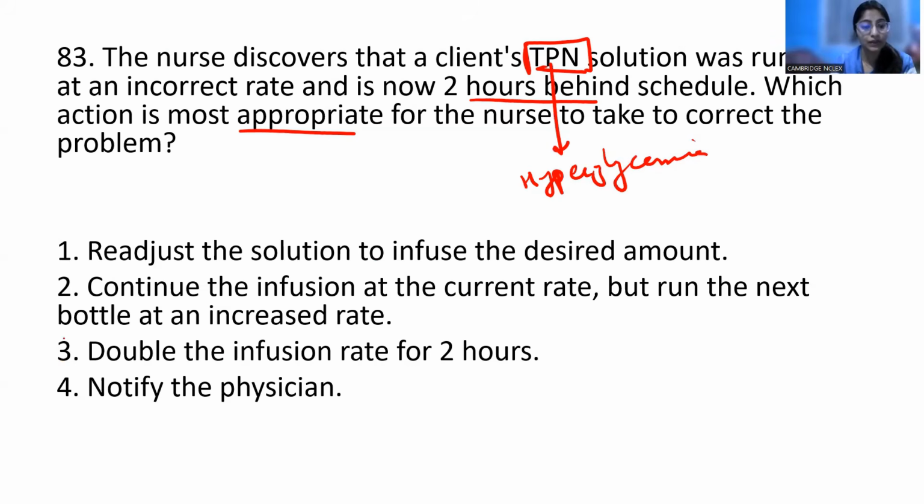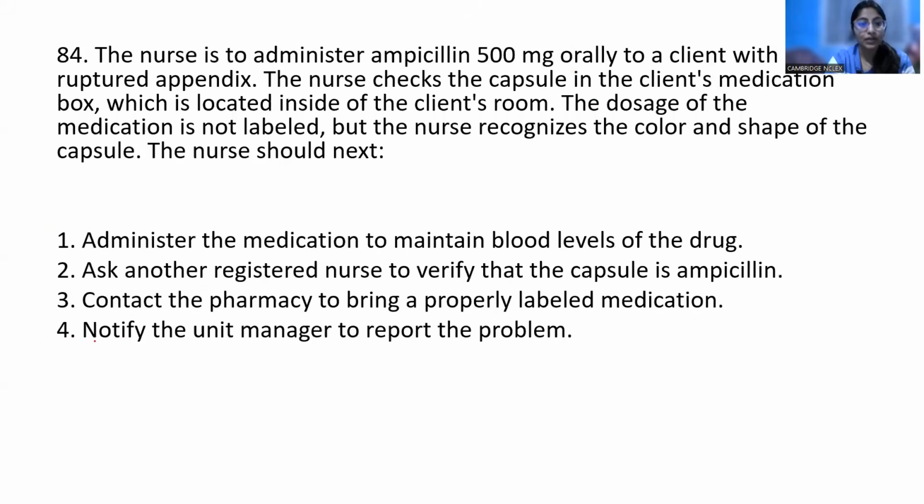So the first thing we have to do is notify the physician about this. Because even a 10 or 20% change in the rate can lead to severe hypo or hyperglycemia. So option number 4 is the correct choice. The other options are only valid if we receive a prescription. Now let's look at the next question.